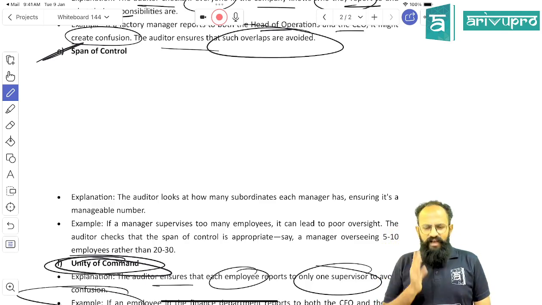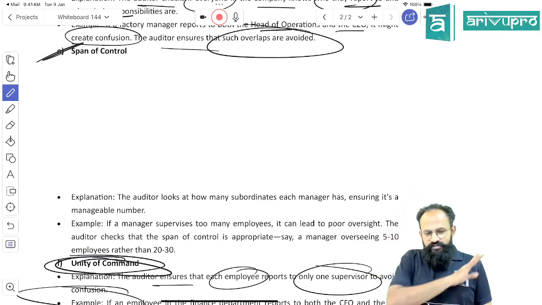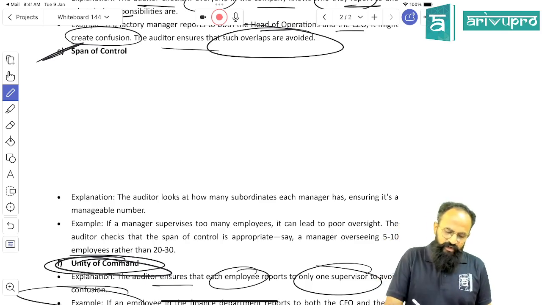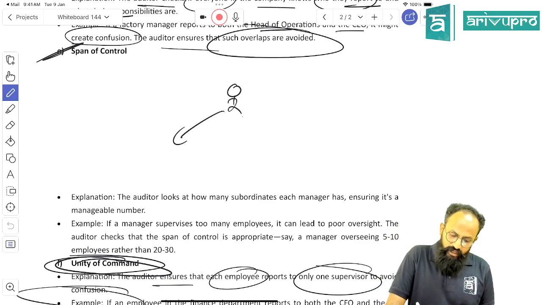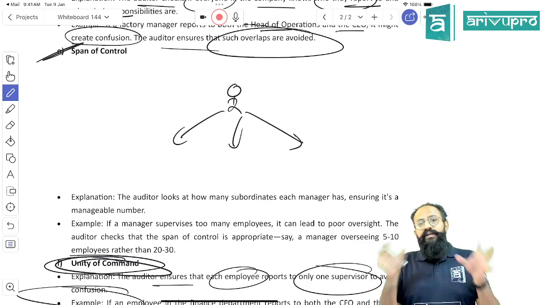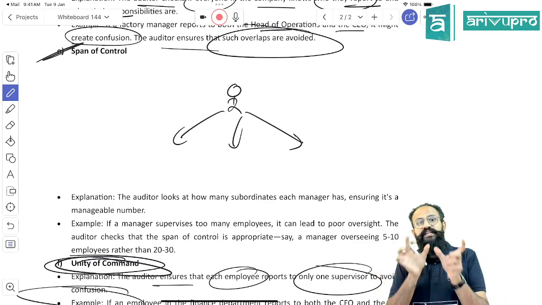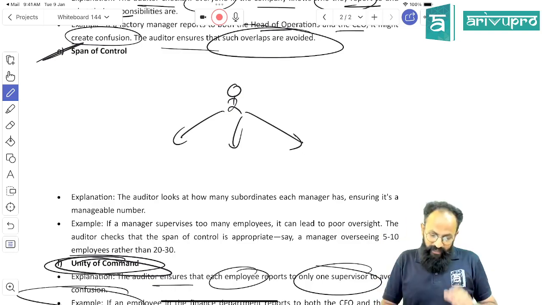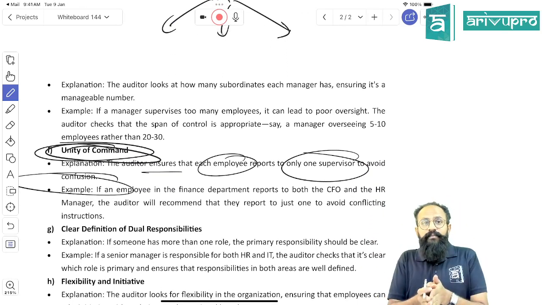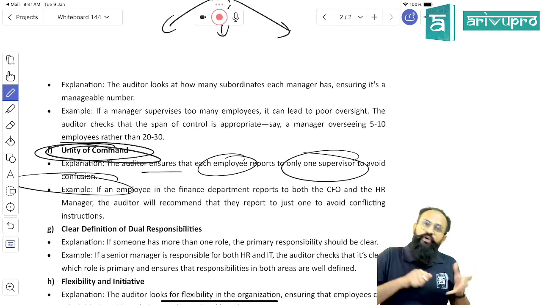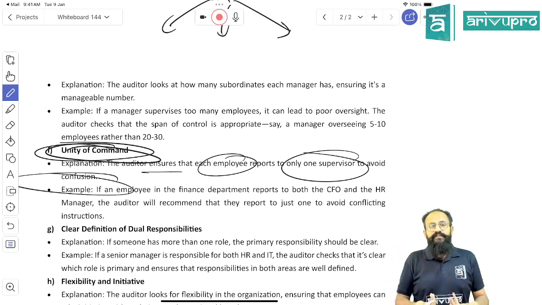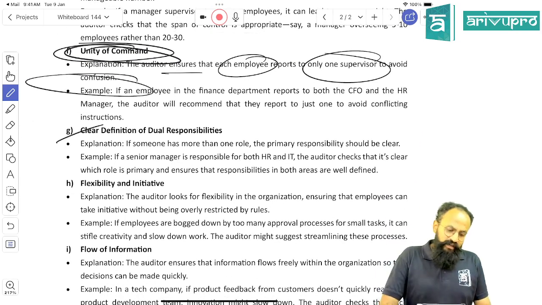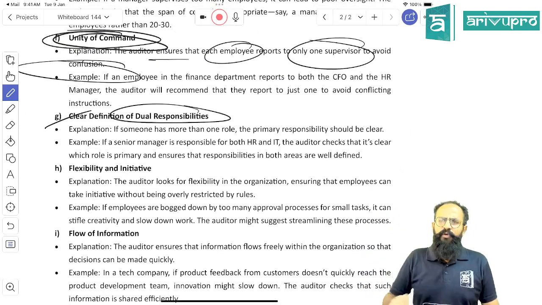Hey, are you God? You will sit on top and you will say, I will take care of everything. That is obviously not possible. And that is what they are trying to tell you. One person cannot take care of more than a particular number of people, and this terminology in corporate is called as span of control, and that is what they are trying to streamline. As an internal auditor, you need to come and fix this if one person is handling more than a certain set of people. Next one, sir, clear definition of dual responsibilities.